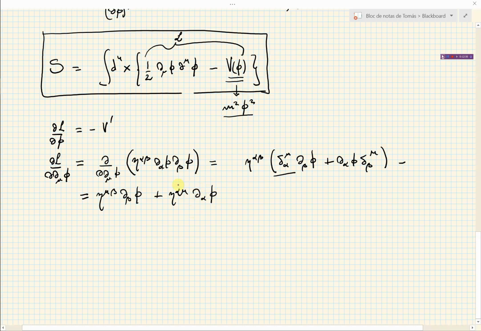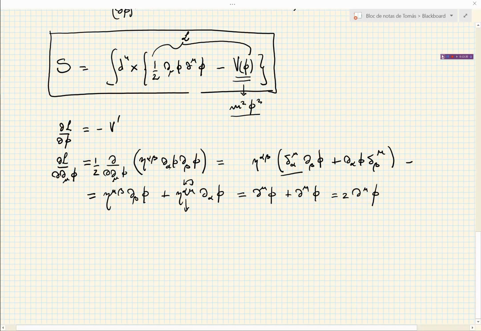Then I take into account the symmetry of eta, so I can interchange these two indices, but also I can relabel alpha and call it beta or whatever. In any case, I can use eta to raise this index, and then I get partial mu of phi plus partial mu of phi, so I get 2 times partial mu of phi. Then taking into account the factor 1/2 that I have at the beginning, they cancel.